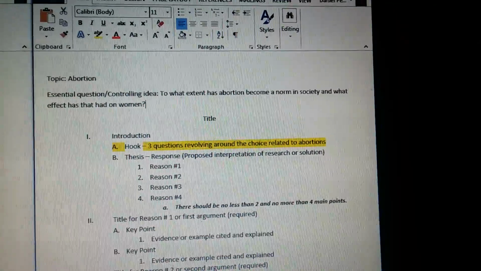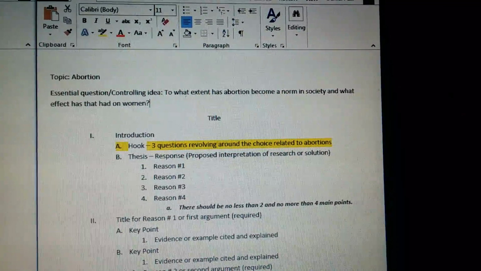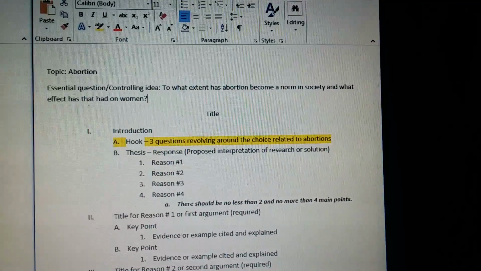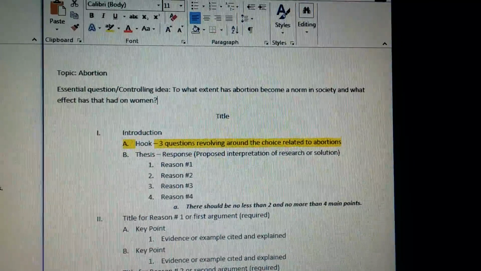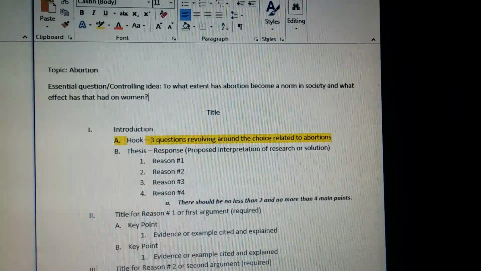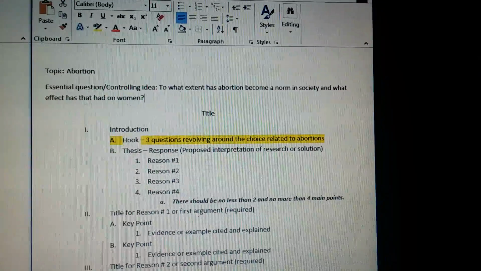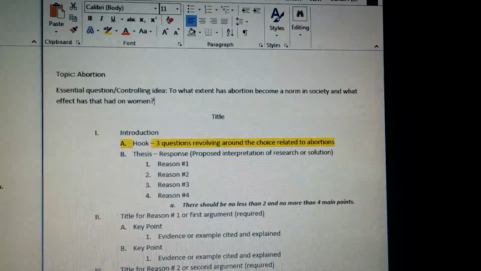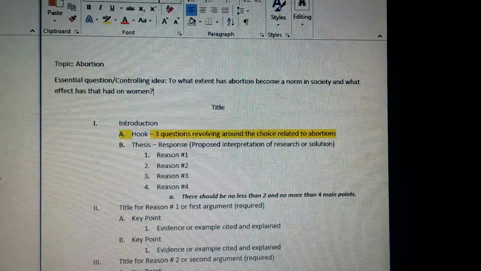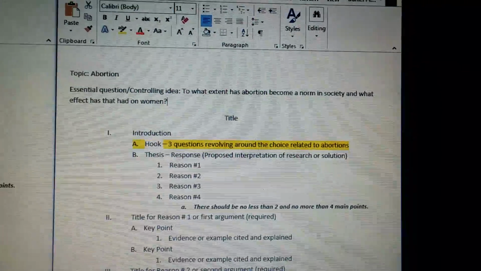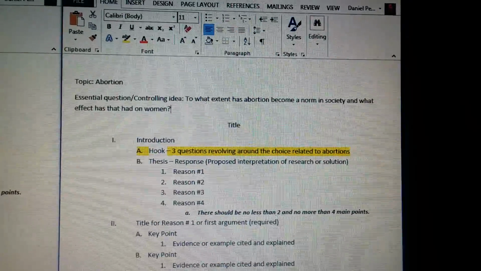So I want to know, to what extent has abortion become a norm in society, and what effect has that had on women, right? Because there was a time in society when women did not have the choice of abortion. Okay, it was something that was kept really hush hush if it did happen, and now it's not. Now it's very open. You know, people advocate for and against it. So let's move on.